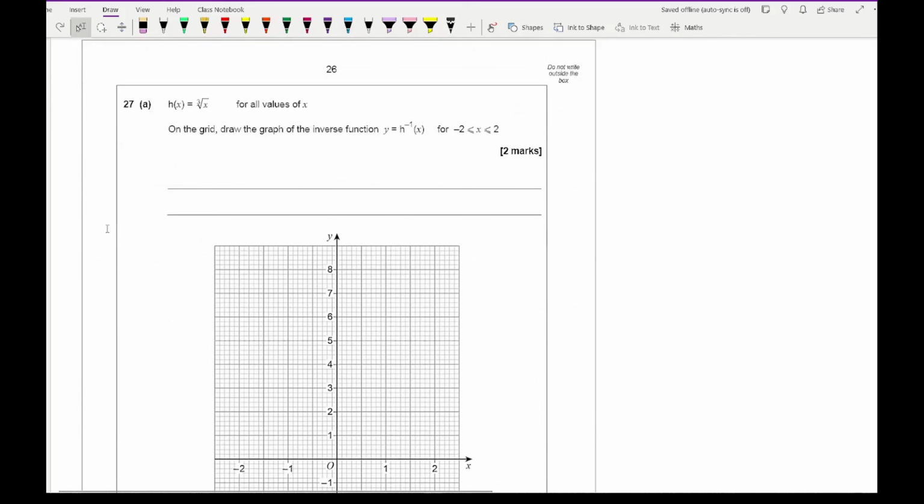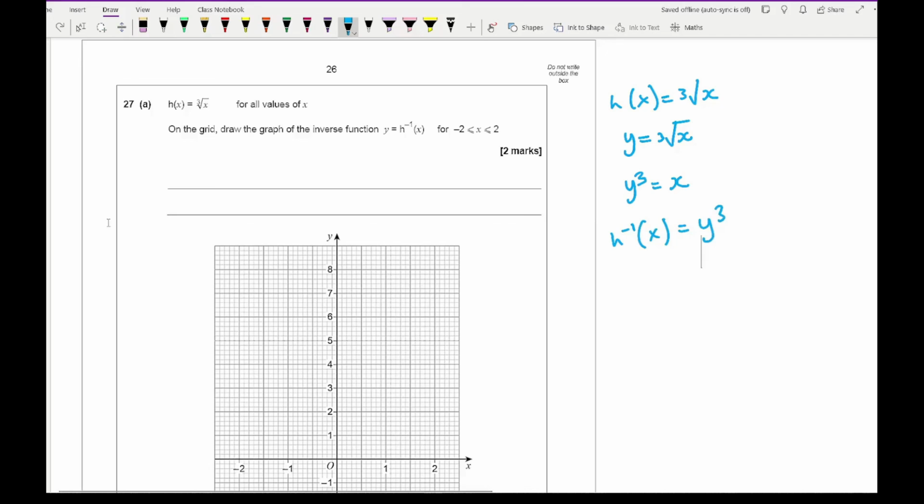Then working out question 27, it says the function h of x is equal to the cube root of x, for all values of x. On the grid, draw the graph of the inverse function. Now, if h of x is equal to the cube root of x, then to work out the inverse function, I make the function equal to y, and then make y the subject. So here I'm going to have y cubed equals x, and then once I've got that, replace the y with x.